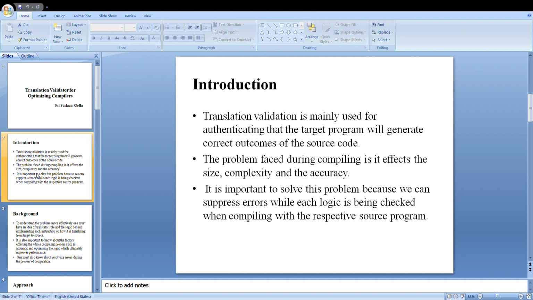So the correctness of modern optimizing compilers is challenging because it affects the size, complexity, and the accuracy, and it is one of the major problems being faced. Now, to resolve this problem, we can rectify the errors by checking each logic when compiling with the respective source program.